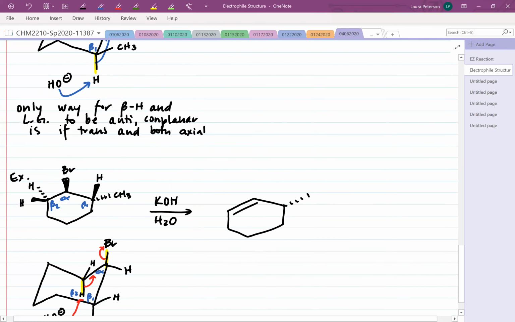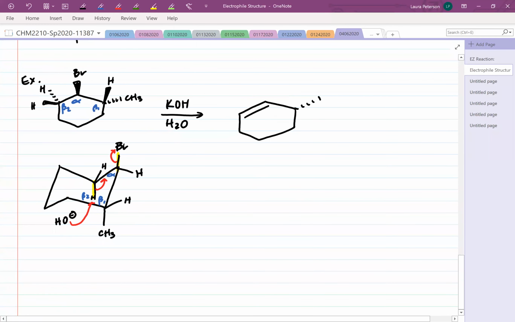Okay, so basically in ring systems, what you want to ensure is that the beta hydrogen that you're removing is trans to your leaving group. If it's trans, it will be able to adopt this reactive conformation and the anti-coplanar relationship.